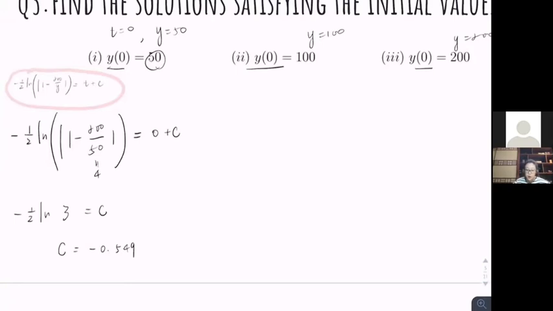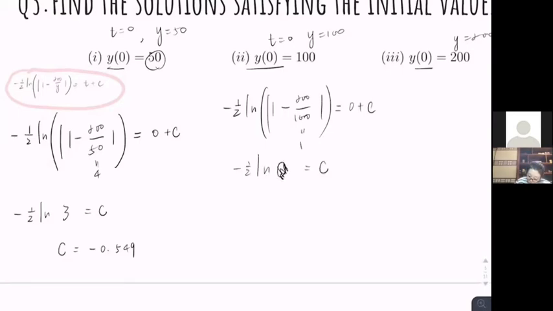In the second case, I'll do the same process, plugging in these two numbers. I will get negative 1/2 times natural log of 1 minus 200 over 100, which is 1, equals 0 plus c. I will get negative 1/2 times natural log of 0 is c. Oh, I'm sorry. It is 2. Natural log of 1 is c. Natural log of 1 is 0, I'm sorry. So in this case, we will get c is equal to 0.